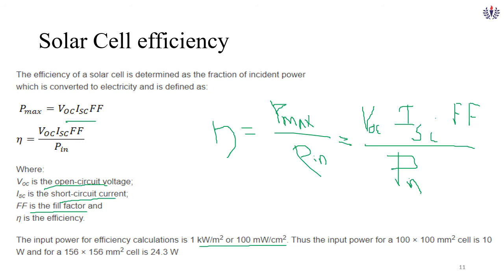This is the standard value of the insolation. The input power for a 100 cross 100 mm squared cell is 10 watts, and for a 156 cross 156 mm squared cell it is 24.3 watts.